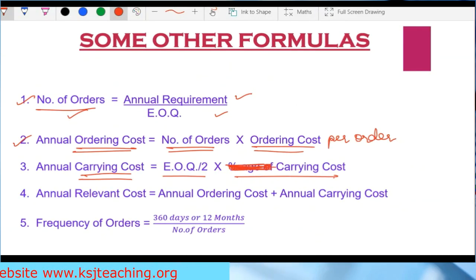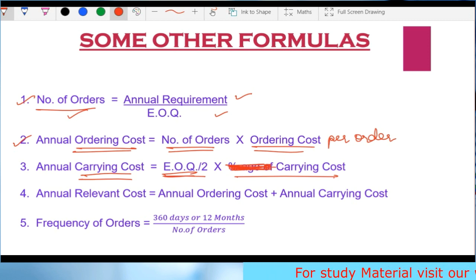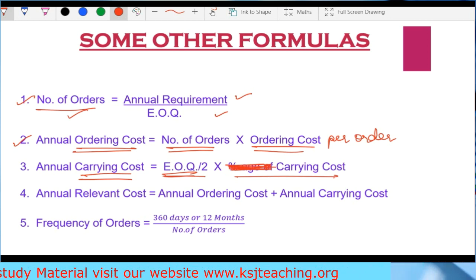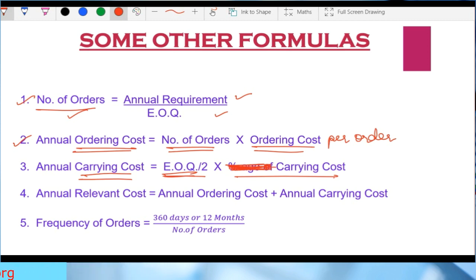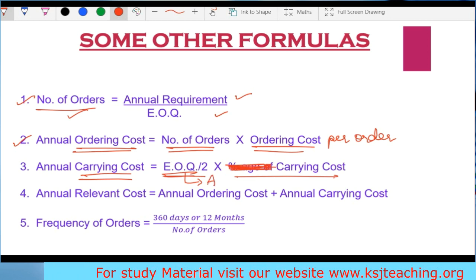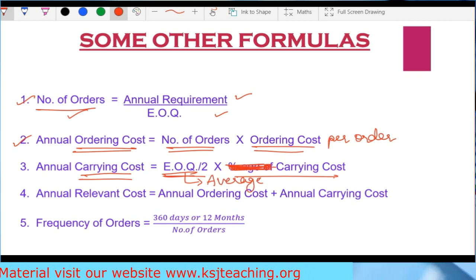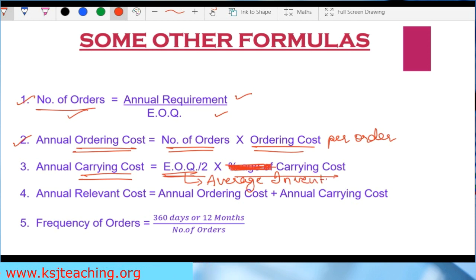Inventory means the order that you have placed, EOQ. You ordered, the material will come to your store, then it will be issued from the store to the production, right? Then the next lot will come, again it will come to your store, it will be issued to the production. So we have to find out on an average how much inventory we are carrying, and on that basis we'll be calculating the annual carrying cost. So that is why EOQ divided by 2. It shows the average inventory being carried.